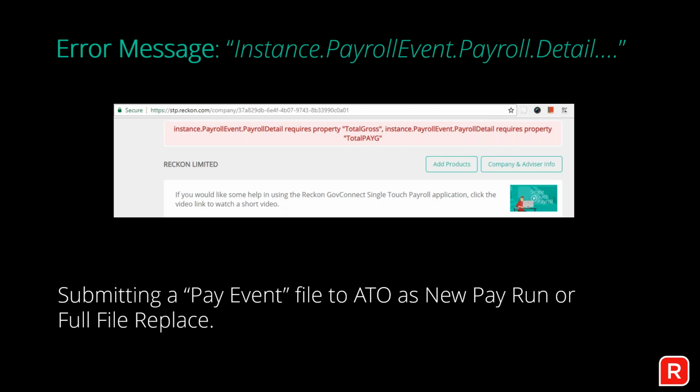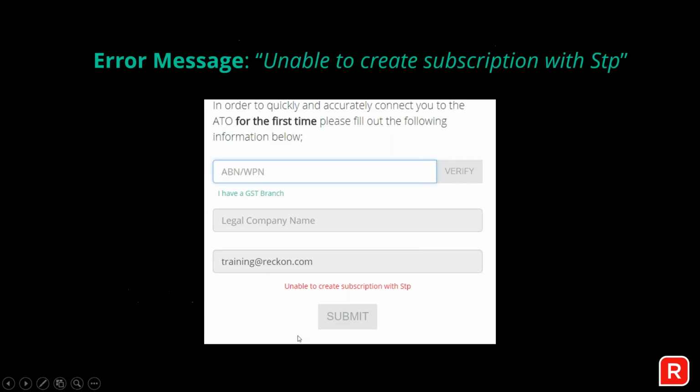Another popular one that's seen is this instance.payroll, event.payroll.detail, and so on. What that is indicating is that the nature of the file is different to what you selected as that file being when you uploaded the file to GovConnect. So what you'll need to do is go back into your program, generate the file again, upload it to GovConnect, making sure you're selecting the right category, either an update event or a full file or a normal pay run.